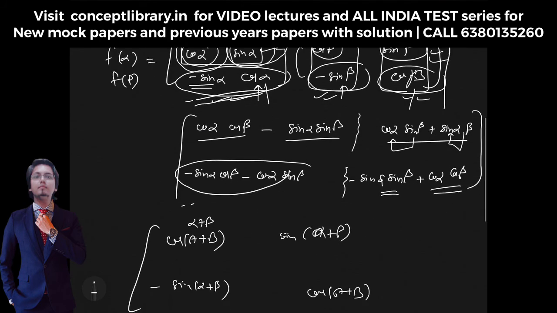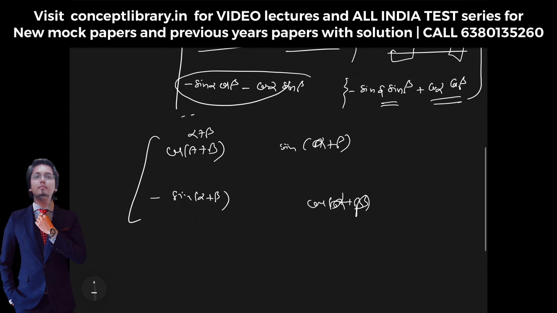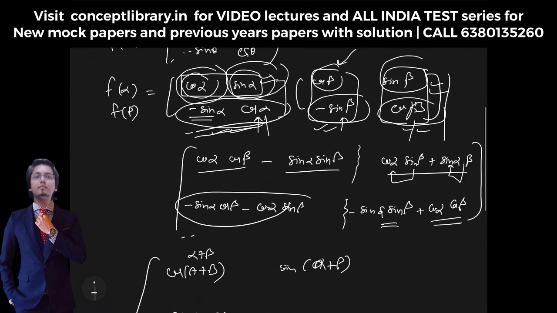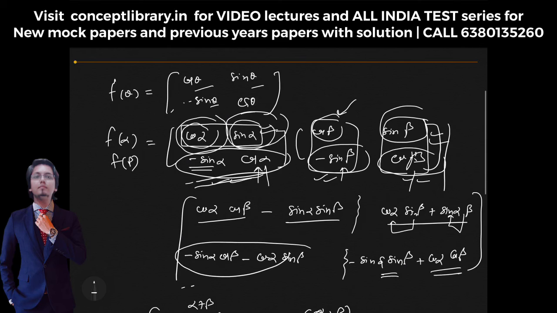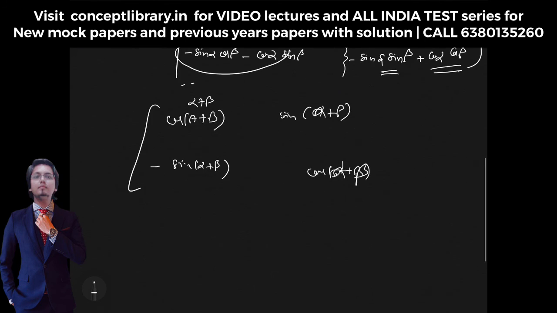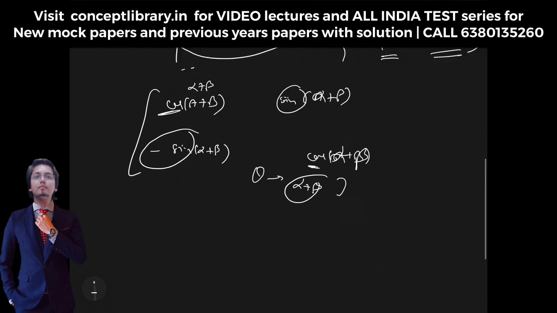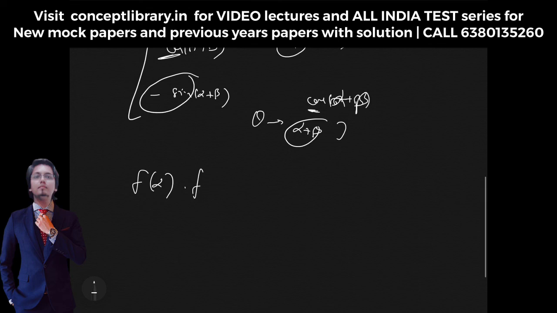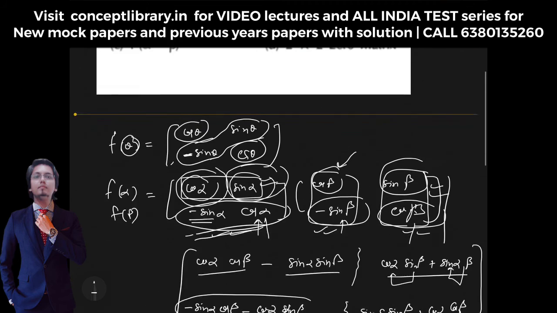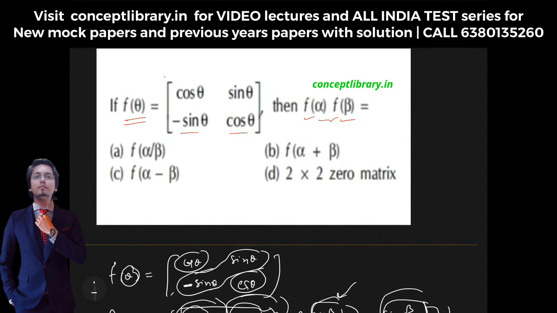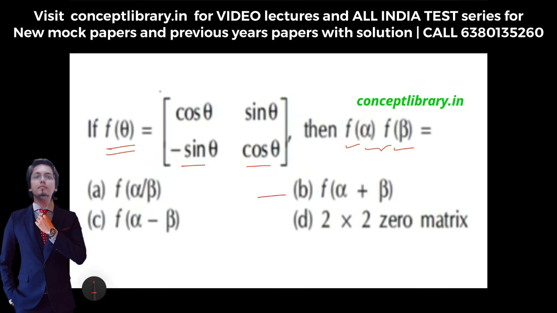So you can see, meaning alpha plus beta. When we had theta here, we got theta, and you can see the minus sign is in the same place: sin, minus sin, and cos and cos. In the same way, you can see sin, minus sin, cos and cos, only the angle is changed, meaning theta is replaced by alpha plus beta. That's why when we multiply f alpha into f beta, we get a new function f(alpha plus beta). So they gave options, and option B is correct. You can see here this is option B, so this is the right option.